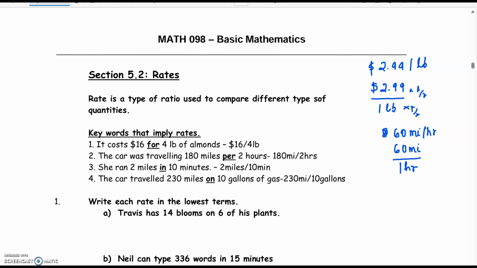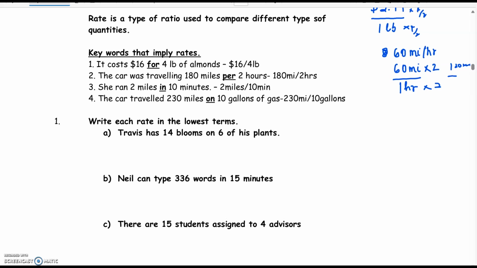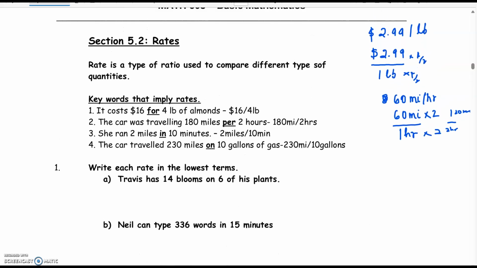So, for example, if I want to figure out how long it would take to travel 120 miles, then I'd just multiply the numerator with 2. 60 times 2 is 120. But I also have to multiply the denominator with 2. So it's basically 120 miles per 2 hours. So for every 2 hours, I go 120 miles. So these are called rates, but they're nothing but ratios where you're comparing two quantities.